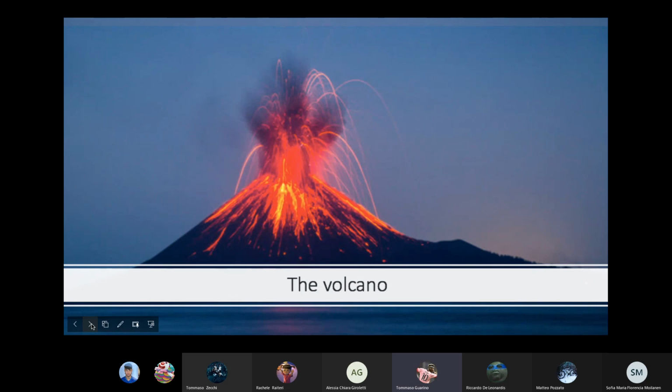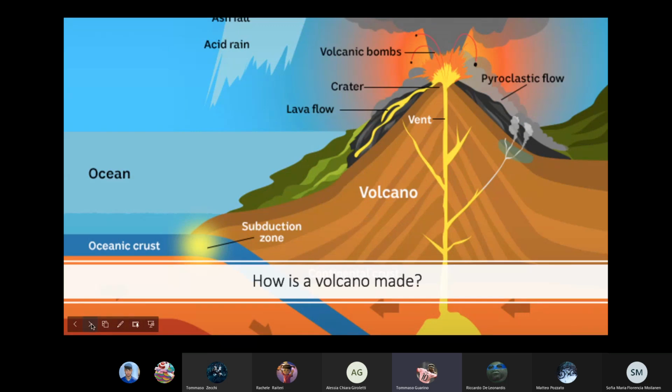Good morning, everybody. My name is Tommaso, and today I'm going to talk about the volcano. Before starting, I'm going to talk about how a volcano is made. A volcano is made by the vent, the crater, and the subduction zone, while when a volcano erupts, it creates volcanic bombs, lava flow, pyroclastic flow, acid rain, and ash rain.